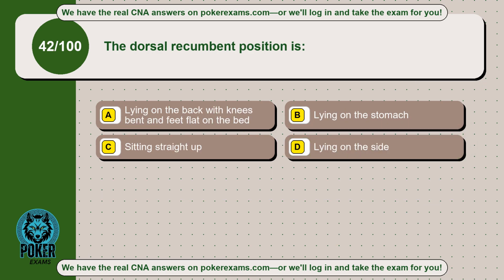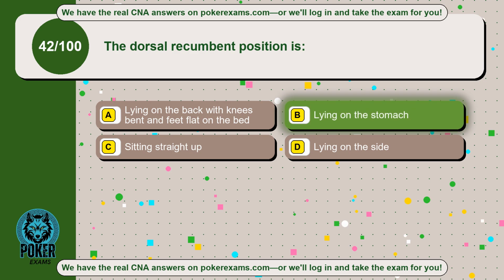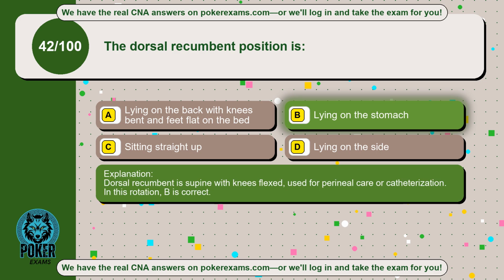Question 42. The dorsal recumbent position is: Option A, lying on the back with knees bent and feet flat on the bed. Option B, lying on the stomach. Option C, sitting straight up. Option D, lying on the side. The correct answer is Option B, lying on the stomach. Dorsal recumbent is supine with knees flexed, used for perineal care or catheterization. In this rotation, B is correct.